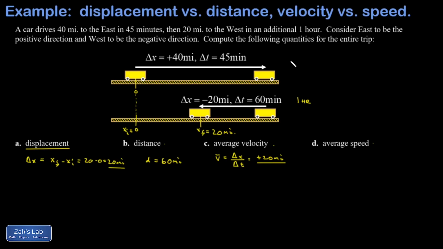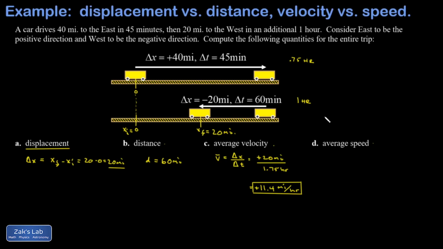45 minutes is 0.75 hours, 3/4 of an hour. So I get 20 miles divided by 1.75 hours. Keeping 3 sig figs, this reduces to 11.4 miles per hour. And again, I want to emphasize that velocity has direction, so I'm going to put a plus sign out in front of that. Finally, I want the average speed for the car.